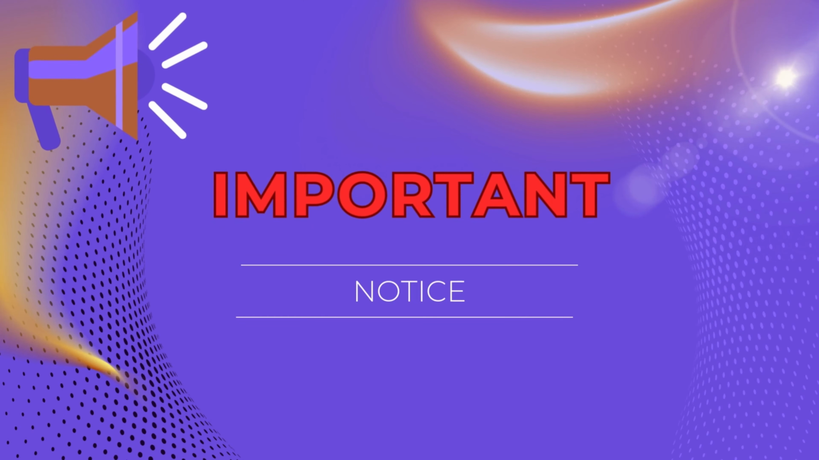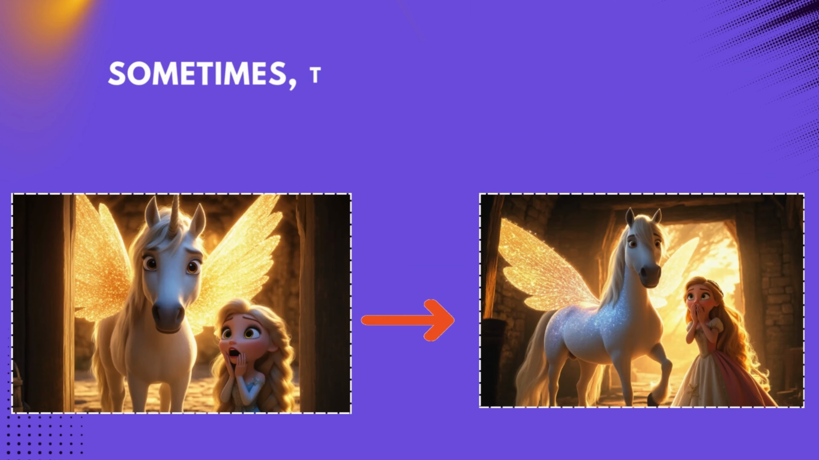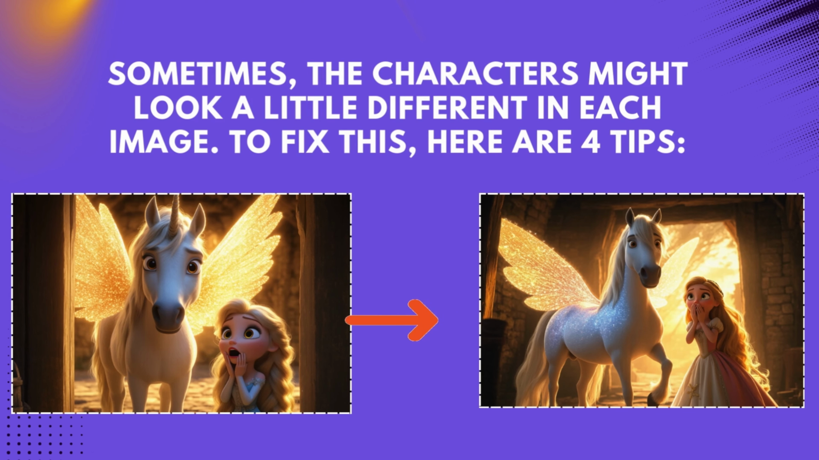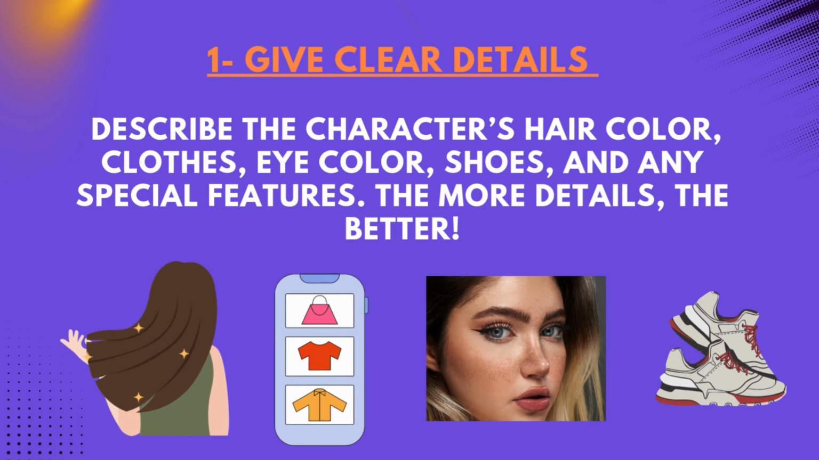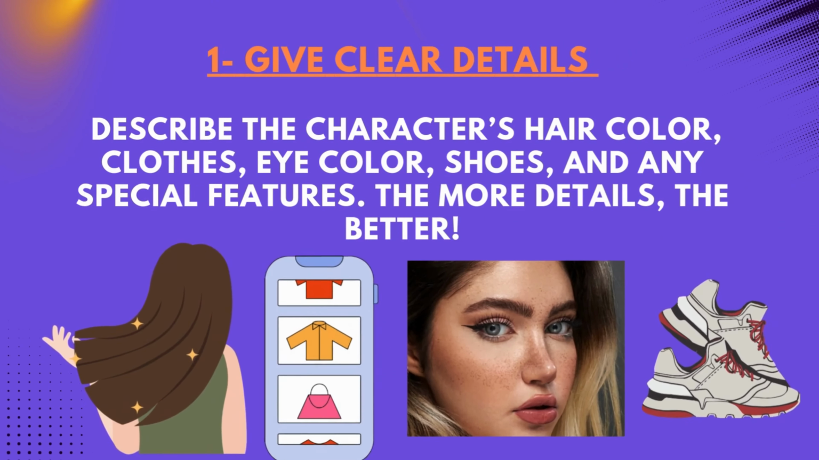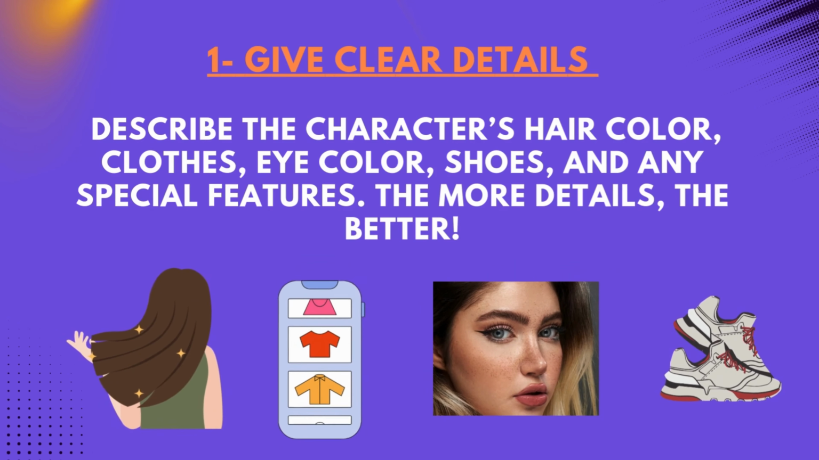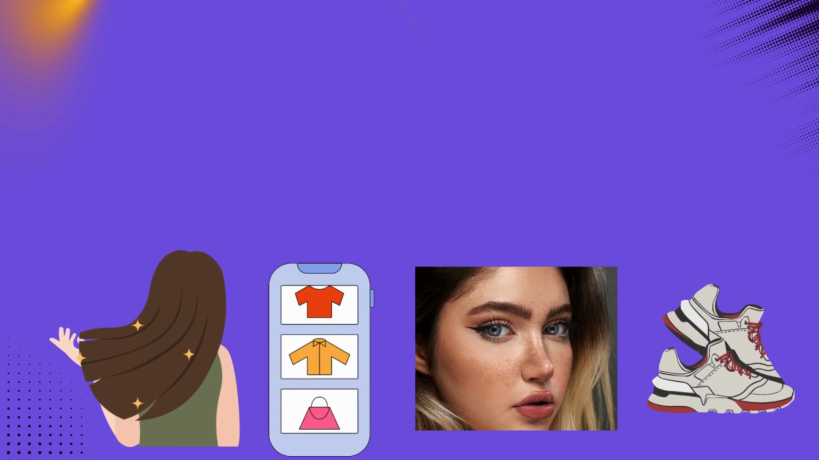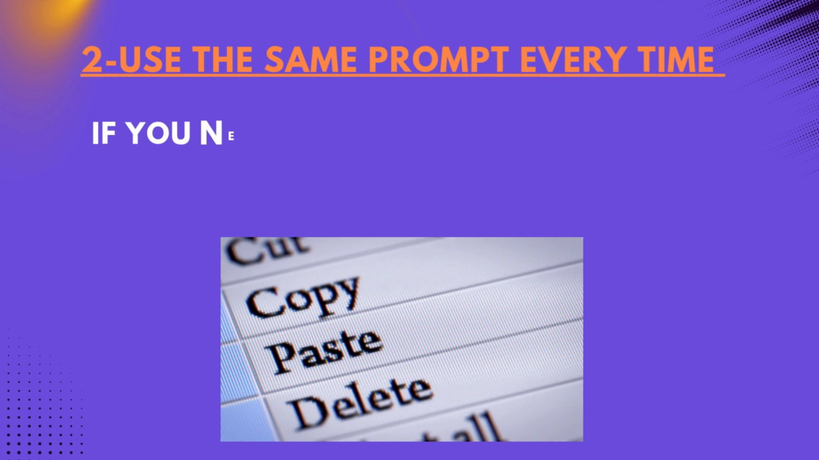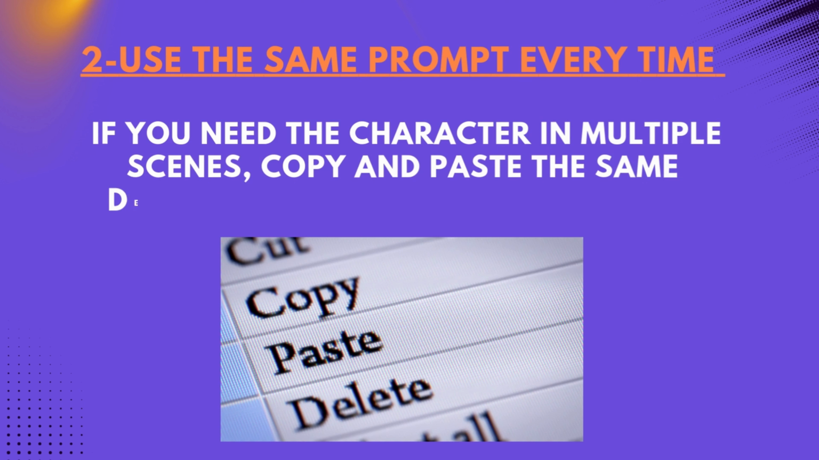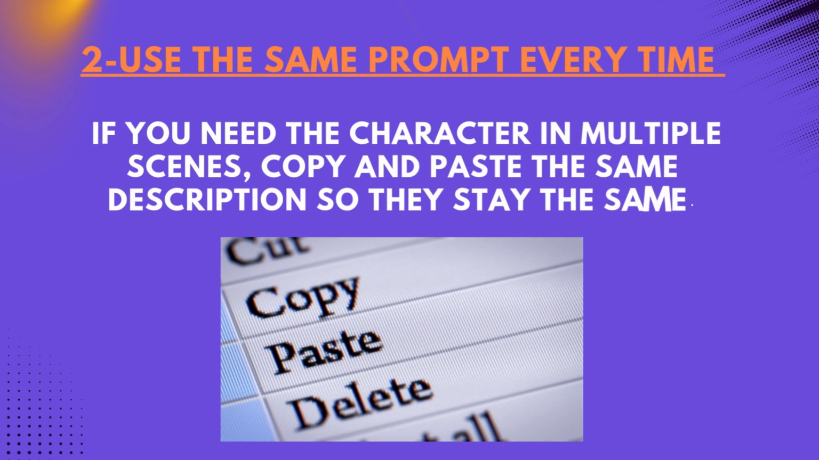Important notice: sometimes the characters might look a little different in each image. To fix this, here are 4 tips. First, give clear details. Describe the character's hair color, clothes, eye color, shoes, and any special features. The more details, the better. Second, use the same prompt every time. If you need the same character in multiple scenes, copy and paste the same description so they stay the same.